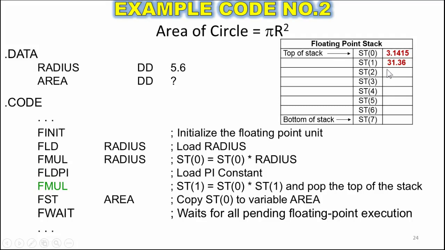The next command, fmul, with no arguments, multiplies the value of the top of the floating point stack at register ST at index 0 with the value of the next slot underneath at register ST at index 1. Therefore, it multiplies 3.1415 and 31.36.